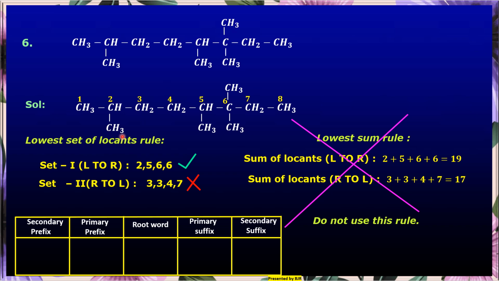Then the root word: in this parent chain, how many carbon atoms are there? There are 8 carbon atoms. The root word is oct. The primary suffix is an and the secondary suffix is e. The prefix is methyl. So 2, 5, 6, 6 tetramethyloctane. This is the IUPAC name of the given alkane.